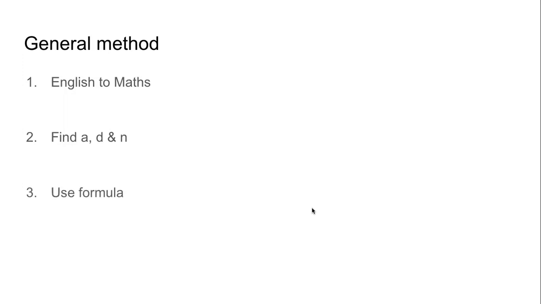I wanted to tell you what the general method of solving is. We will try to convert the question given in English using words to mathematics, that is, into an arithmetic progression. When we convert that into an arithmetic progression, we will be able to identify what the first term is, what the common difference is, and what the number of terms is. Once we know the A, D, and N, we will be able to use the relevant formula to find the answer to the question. Let us see.